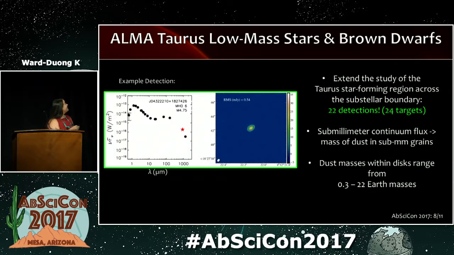OK, so what we found from this survey of 24 targets, which include 10 brown dwarf systems and 12 very low-mass star systems, is that we have 22 detections, which was really quite a surprise. These objects are so faint and young, and the disk properties were pretty uncertain before we were able to use the sensitivity of ALMA to measure the disk dust masses in these systems.